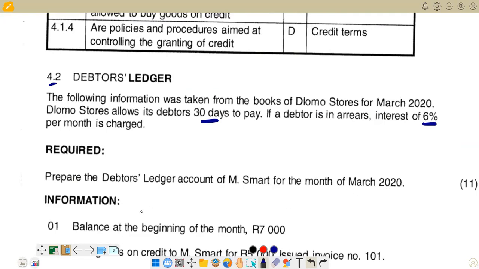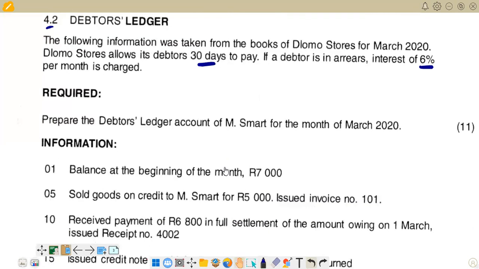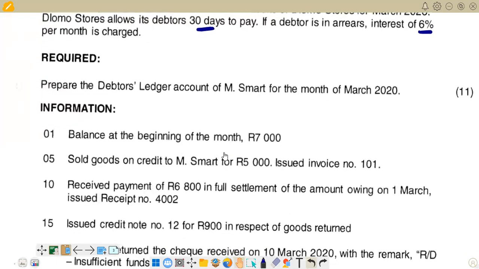And then we are given the information that we are given there. So we are going to go information by information and try to see how can we deal with it in terms of the double entry. Then the first one, on balance at the beginning of the month, we have got 7,000. So it means this is the balance that we are starting with, and we are going to put it at the beginning of that debtors ledger.